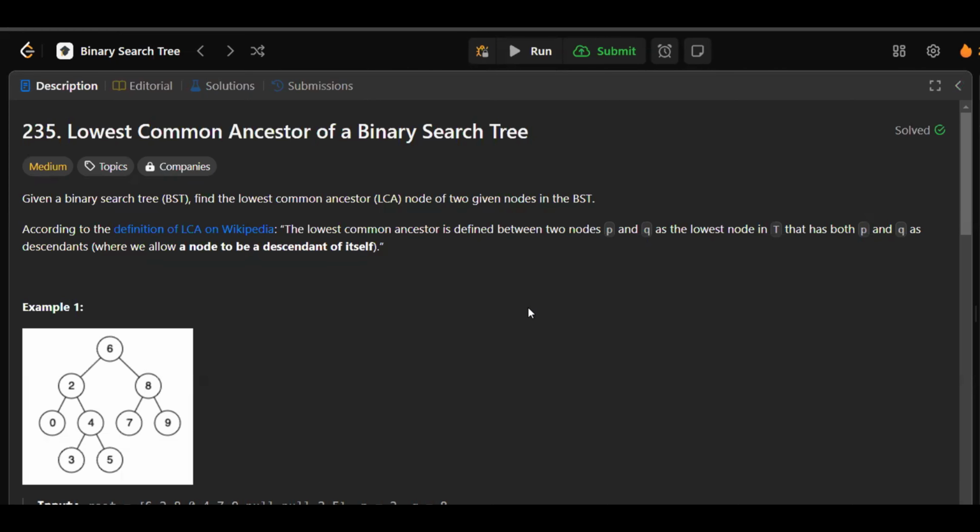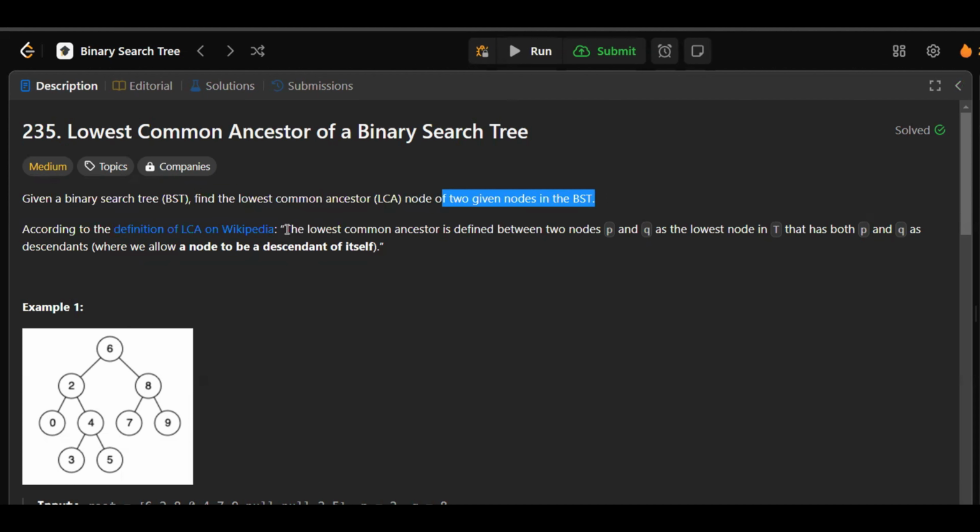Hello everyone. Welcome to the solution of LeetCode problem 235 named lowest common ancestor of a binary search tree. In this problem, we are given a binary search tree and we have to find the lowest common ancestor node of two given nodes in this binary search tree.